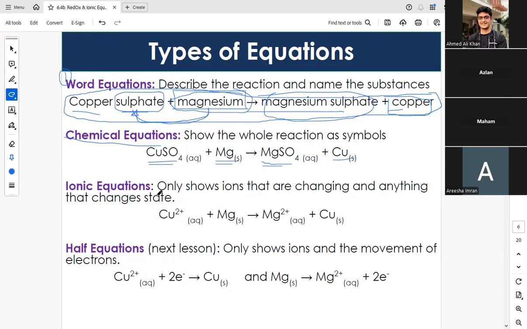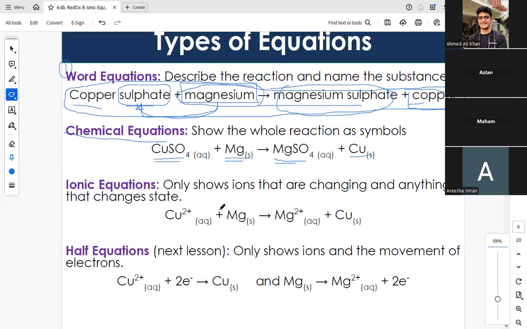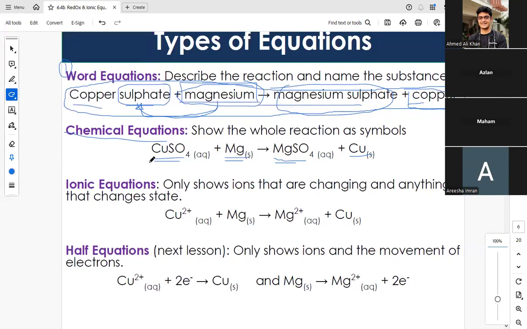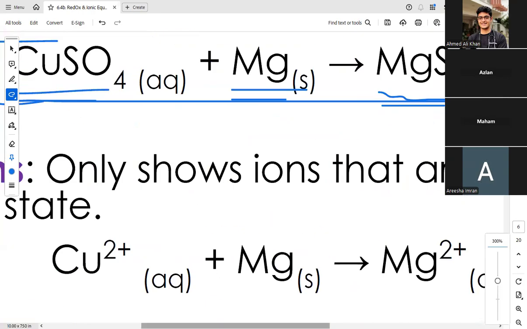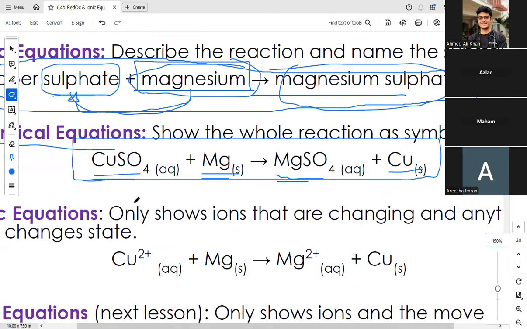So how are ionic equations even formed? Let's say we have this reaction going on: copper sulfate reacts with magnesium to form magnesium sulfate and copper. Now, can anyone split up copper sulfate for me into its ions? Let's just split them up into ions. Can anyone split them up into ions? Maha.